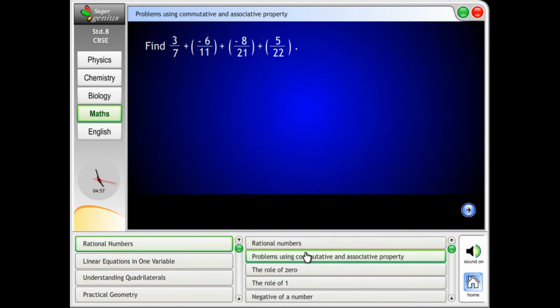Problem using commutative and associative property. Find 3/7 + (-6/11) + (-8/21) + 5/22. Solution.